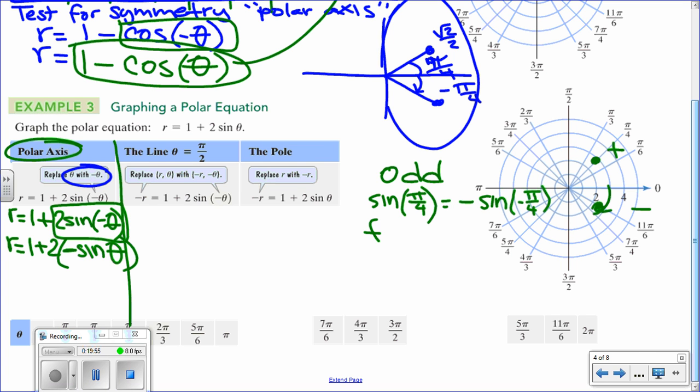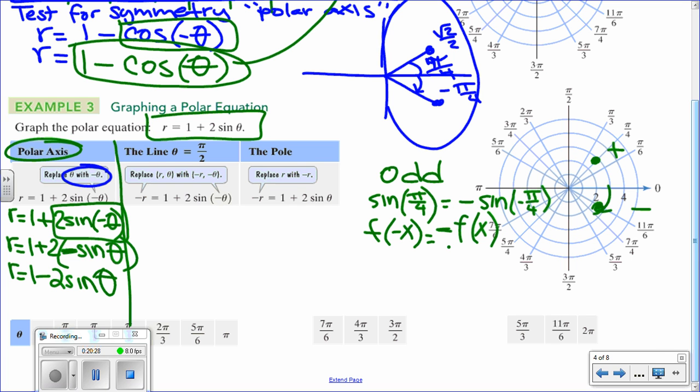If you put a negative here, then you get the opposite of the positive. That's why I have a negative here, guys. So then this will be 1 minus 2 sine of theta. If we compare it to the original function here, it's not the same. So there's no symmetry with respect to the polar axis.